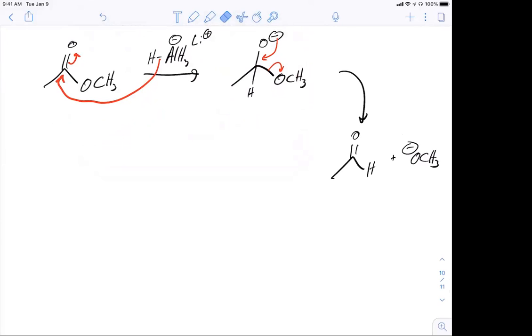Is an aldehyde reactive with a hydride donor? Yes, we just saw that. Aldehydes will react with either sodium borohydride or lithium aluminum hydride to reduce. So what happens here is that we get another reaction. And this time I'm going to put R, OR here.